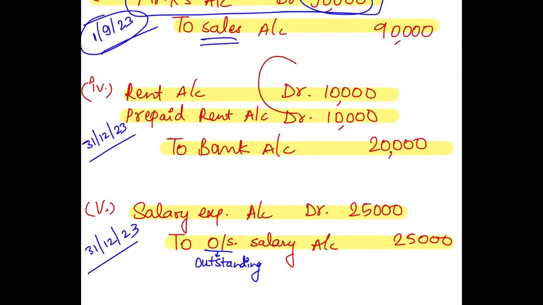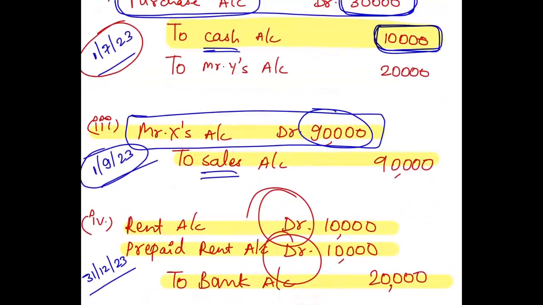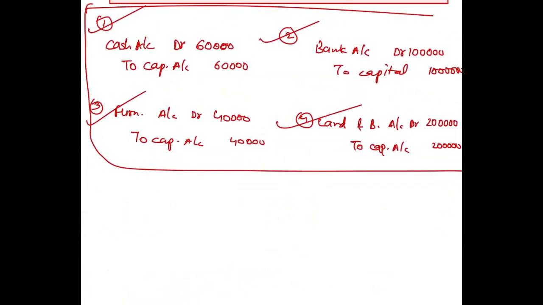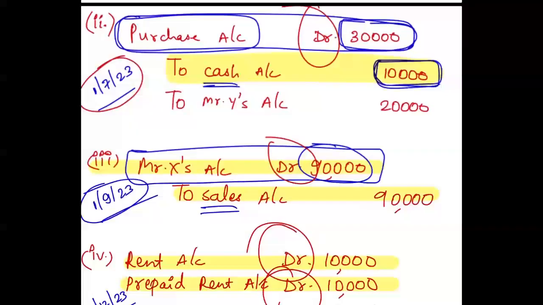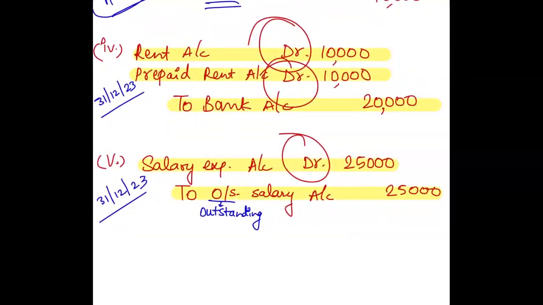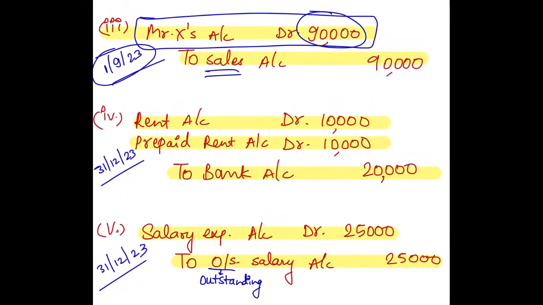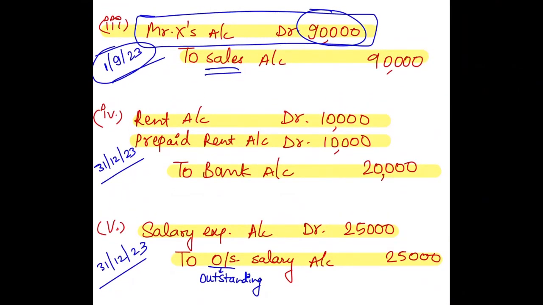Don't do it like this: I will first do all the debits, and then I will do all the credits. That will not work. Not like this. We have to do it line by line. Okay. Now we have posted the third transaction as well.